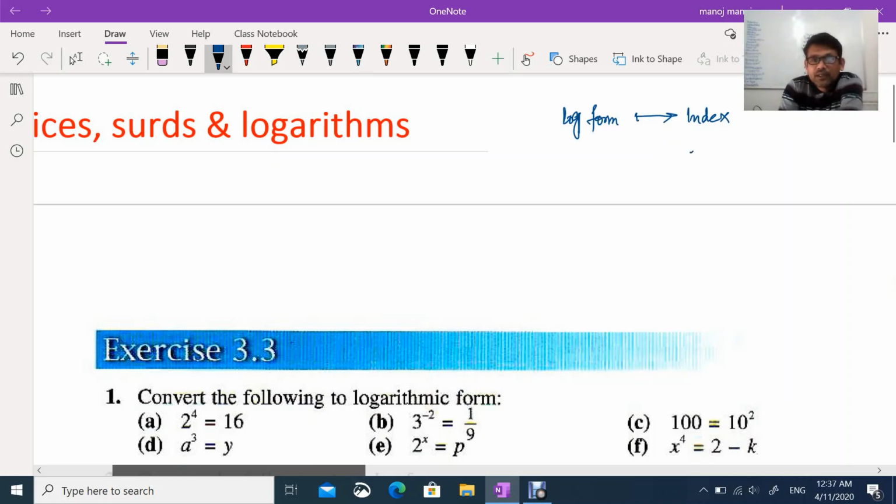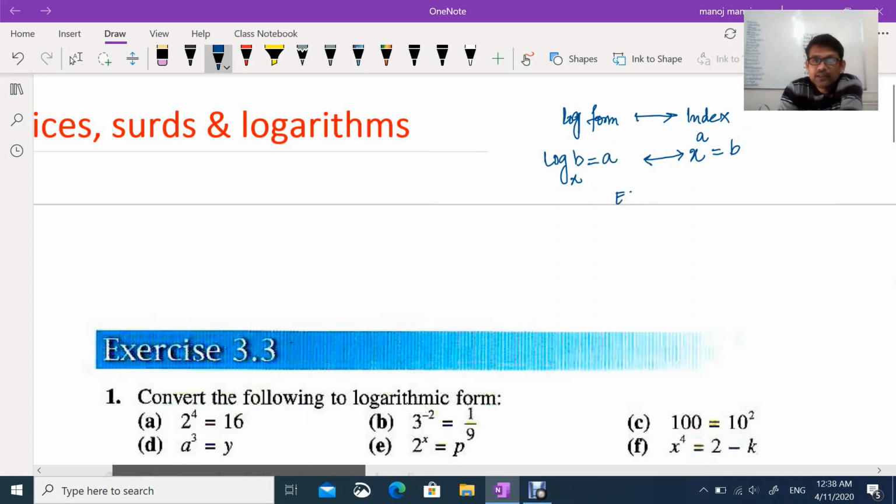Like suppose x power a is equals to b. Suppose this x is a base. When I want to convert this index form into log form, this base will remain the base. We cannot change it. This base will remain the base. B will be here and A will come after the equal sign. This is the log form, very simple.